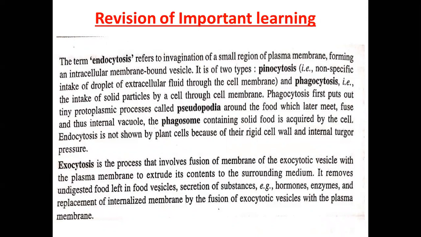Phagocytosis first puts out tiny protoplasmic processes called pseudopodia around the food, which later meet, fuse, and thus form an internal vacuole. The phagosome containing solid food is acquired by the cell. Endocytosis is not shown by plant cells because of their rigid cell wall and internal turgor pressure.